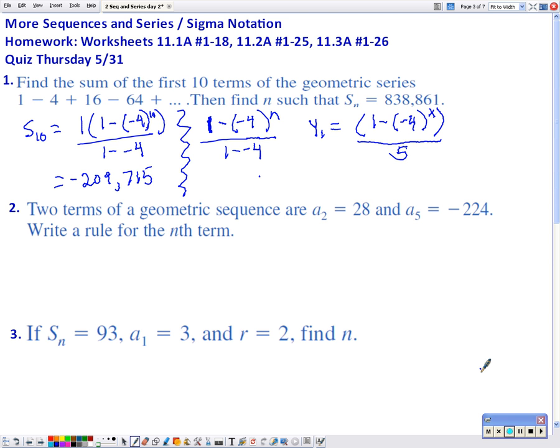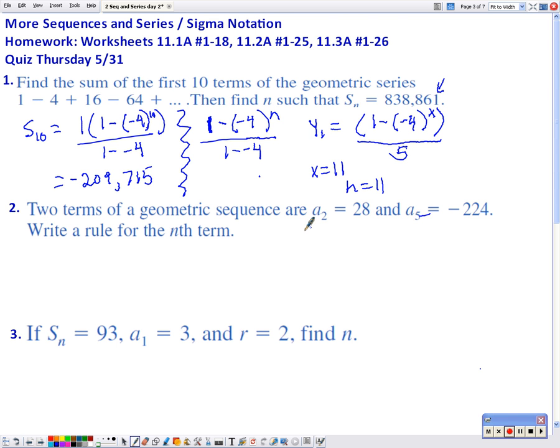So now when I look at my table, I see at x equals 11, I get this sum. So it has to be n equals 11. Sorry about that error.